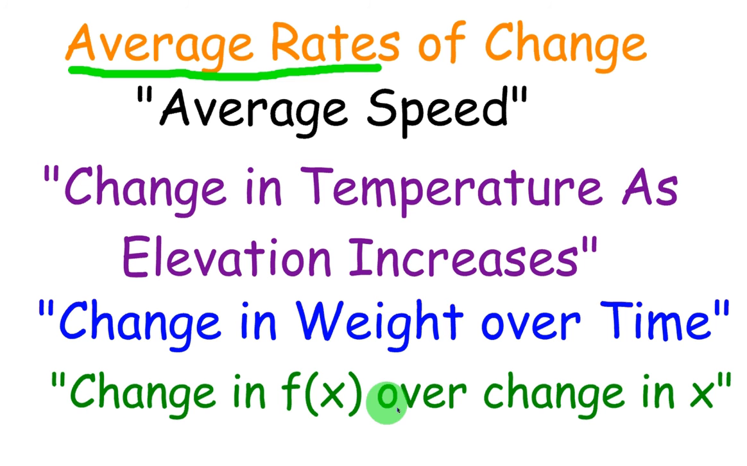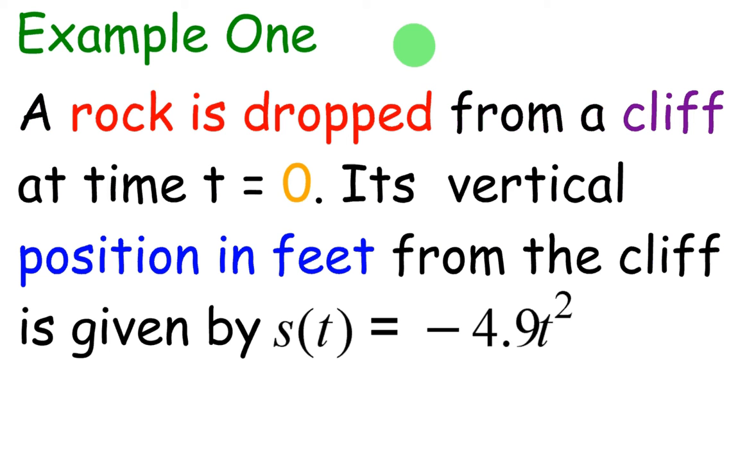And finally, change in f of x over change in x. So when you have a period of time that spans, whenever time changes, that's typically average rate of change. Instantaneous rate of change is at a particular point in time, which we'll talk about in another lesson. So let's go ahead and read this first example together.